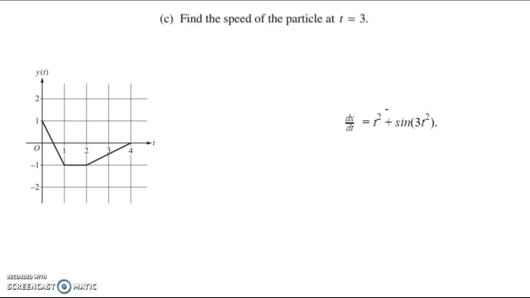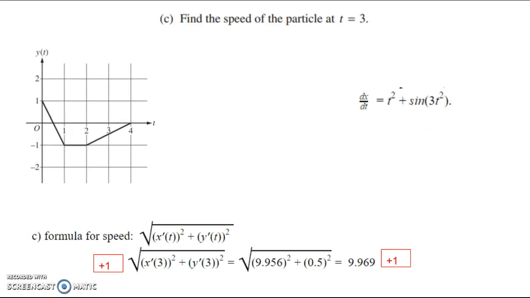Part C asks you to find the speed of the particle at t equals 3. For this problem, you must know the formula for the speed of parametric functions. It's the square root of x prime of t squared plus y prime of t squared. The problem asks for the speed at time t equals 3, so you plug that in and get your answer as 9.969. You already found x prime of 3 and y prime of 3 in the previous part, so you don't need to do that again.